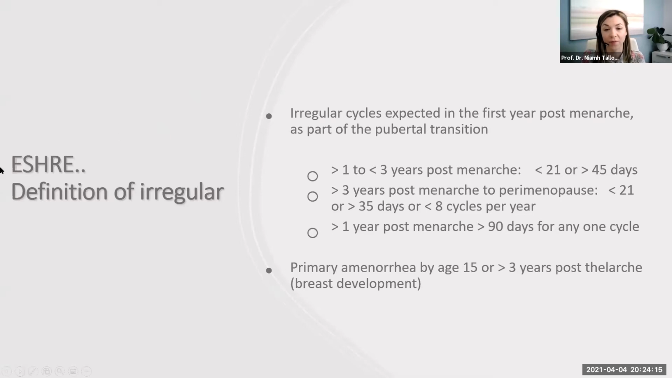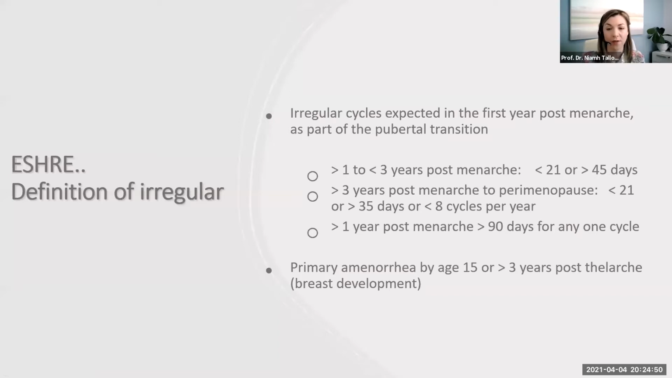It's very helpful, and it just recognizes that after menarche, in that first year, the pubertal transition, we expect that menstrual cycles will be irregular, and we shouldn't really be making diagnoses of ovulatory dysfunction in that time. That's part of the normal pubertal transition. But for the first 3 years after menarche, you may actually have slightly longer cycles while the HPO axis is maturing. And so cycles that are less than 21 days are considered abnormal, or greater than 45 days, also considered irregular in those 3 years.